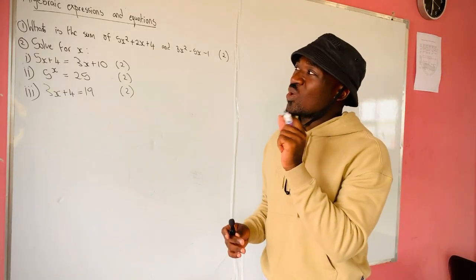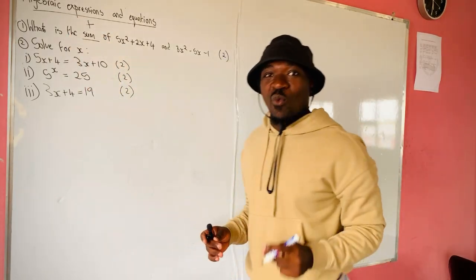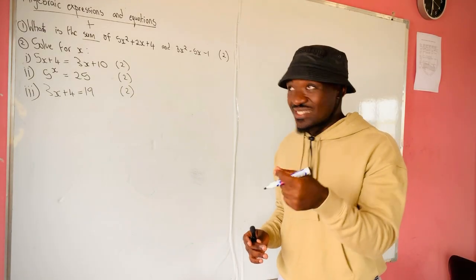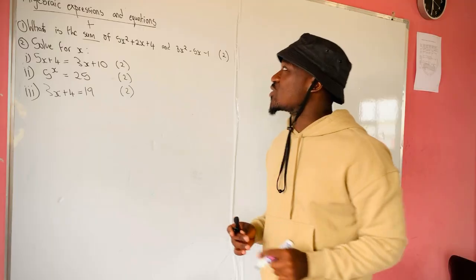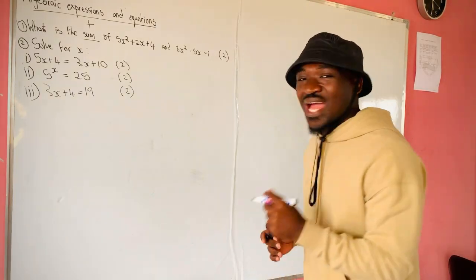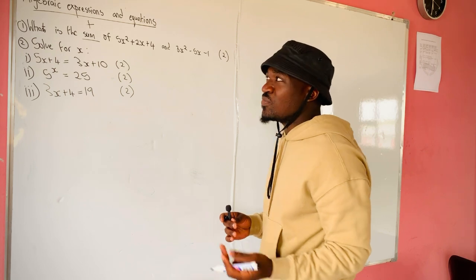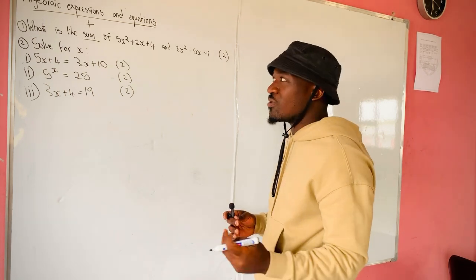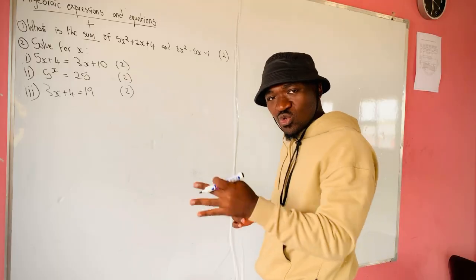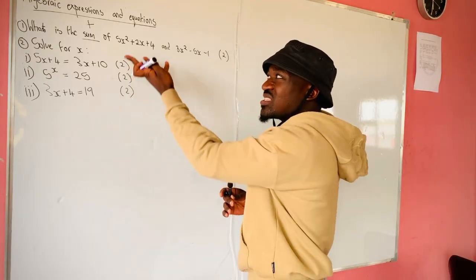What is the sum simply means plus. When we add, understand, that's a sum. So what is the sum of 5x squared plus 2x plus 4 and 3x squared minus 5x minus 1? How do we do it? We need to take these two. It's like they're saying, what is the sum of 1 and 2? We're just going to say 1 plus 2, right? So it's simple. If they're saying sum of 1 and 2, it's 1 plus 2, we get 3. So here, what is the sum of this and this?